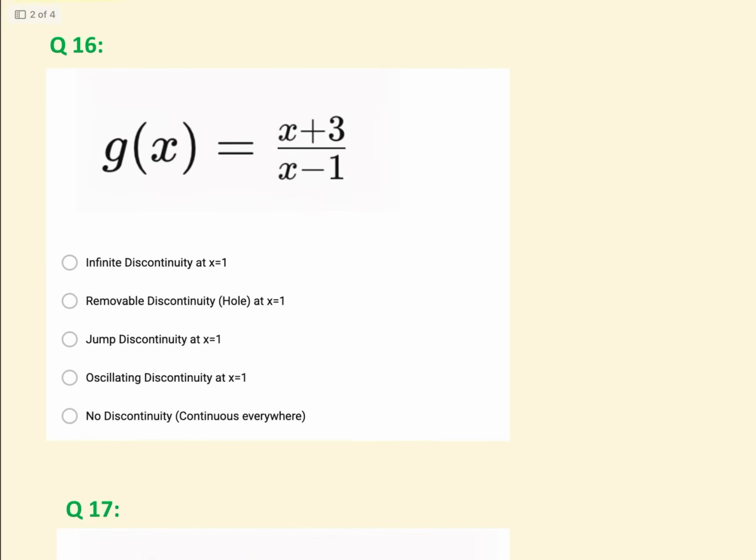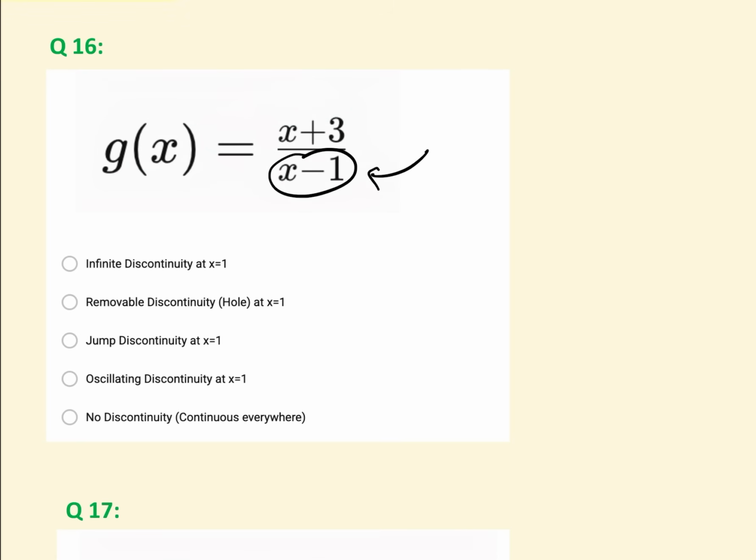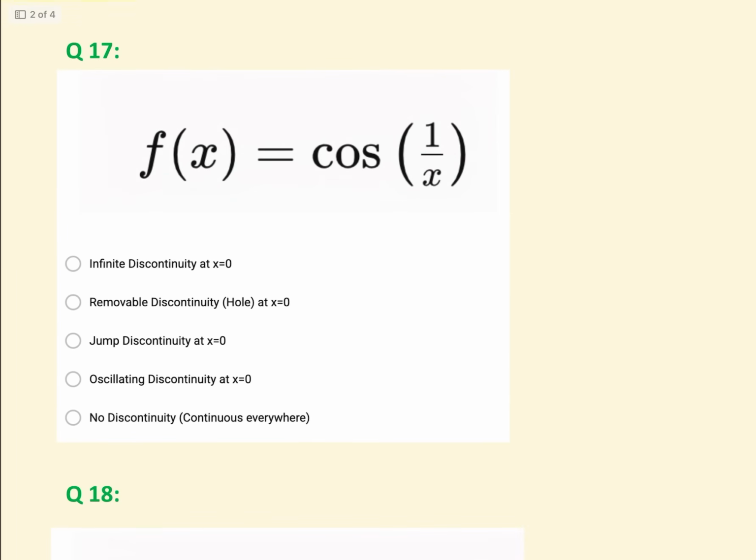So that's why it's called removable, because we can remove it by defining f of 2. Okay, question number 16. Let's have a look at this one. Now this one's different. We can't get rid of this discontinuity, but when we put x equals 1 in here, this becomes 0, and whenever the denominator becomes 0, it goes up to infinity. So this will be an infinite discontinuity at x equals 1. Okay, question number 17. Let's have a look at this one.